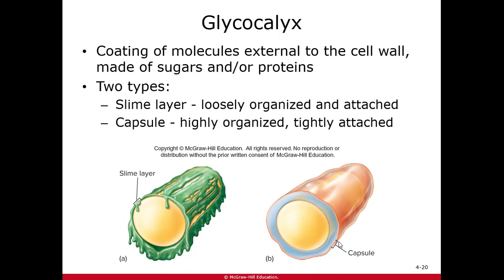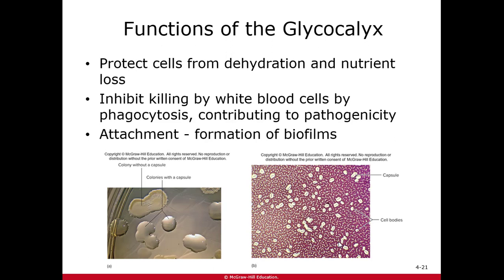Now, a slime layer and a capsule both can help the bacteria stick to surfaces, but the capsule has a few other functions. They both can help a little bit with dehydration and nutrient loss, but the capsule is going to be better at it. And the capsule really helps inhibit our white blood cells from eating the bacteria. Again, the whole goal of a bacteria is to survive and hopefully thrive. And a capsule helps it do that.